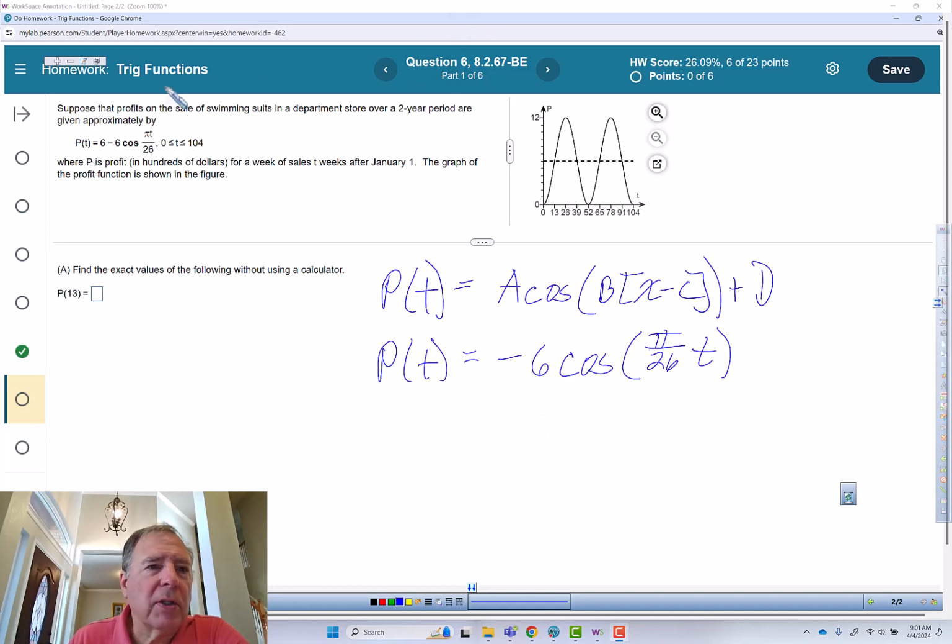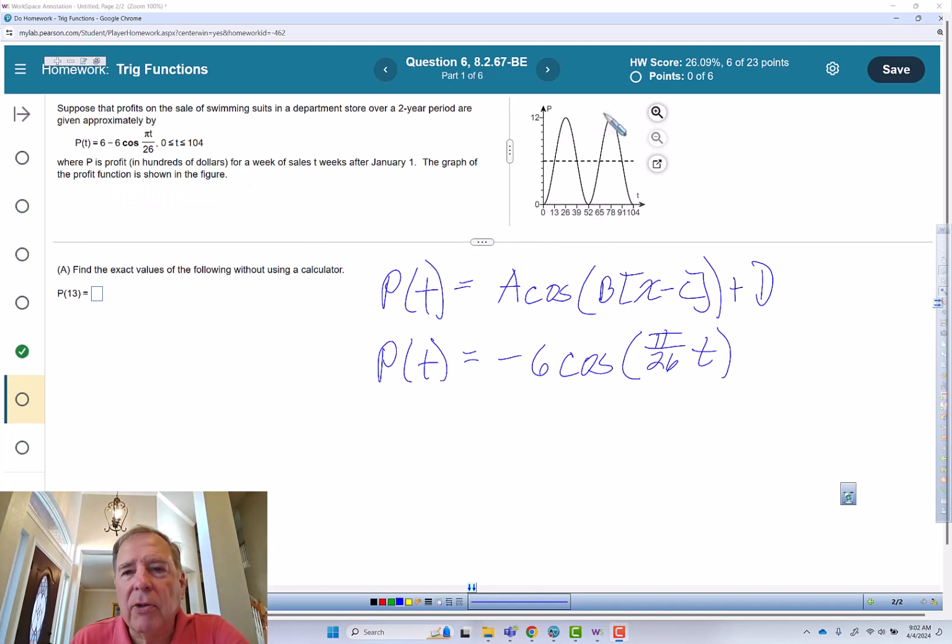This is question 6 of the Trig Functions assignment. Suppose that profits on the sale of swimming suits in a department store over a 2-year period are given approximately by P of t equals 6 minus 6 cosine pi times t over 26 on the closed interval 0 to 104, where P is the profit in hundreds of dollars for a week of sales t weeks after January 1st. The graph of the profit function is shown in the figure.